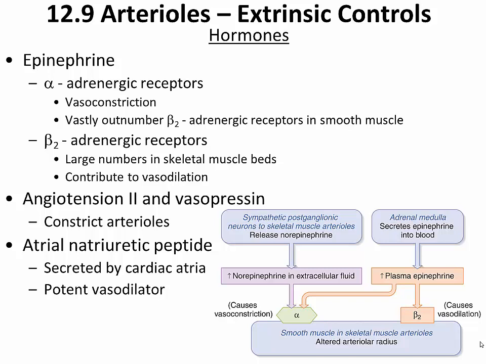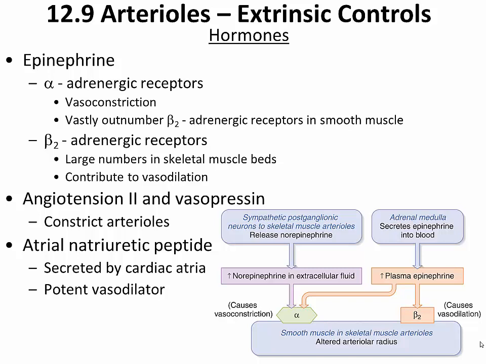So there is a second type of receptor. Let's go ahead and talk about that, a beta-2 adrenergic receptor that binds to epinephrine. Interestingly, this has the opposite impact as when epinephrine binds to alpha adrenergic receptors. This causes vasodilation. Alpha adrenergic receptors, vasoconstriction; beta-2 adrenergic receptors, vasodilation.